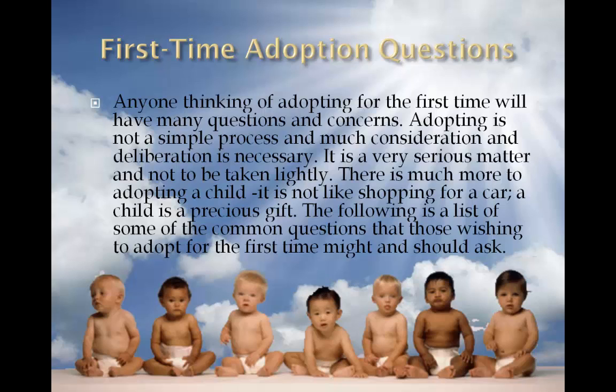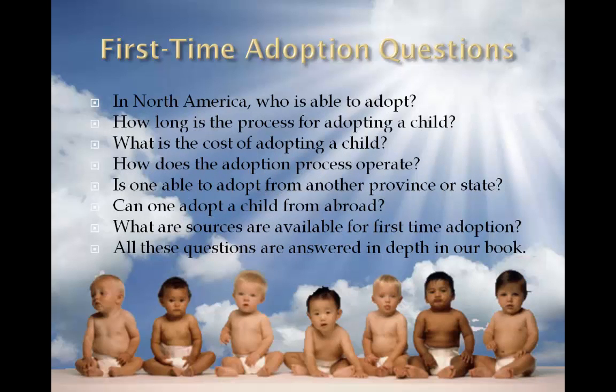The following is a list of some of the common questions that those wishing to adopt for the first time might and should ask. In North America, who is able to adopt? How long is the process for adopting a child? What is the cost of adopting a child? How does the adoption process operate? Is one able to adopt from another province or state? Can one adopt a child from abroad? What sources are available for first-time adoption? All these questions are answered in depth in our book.